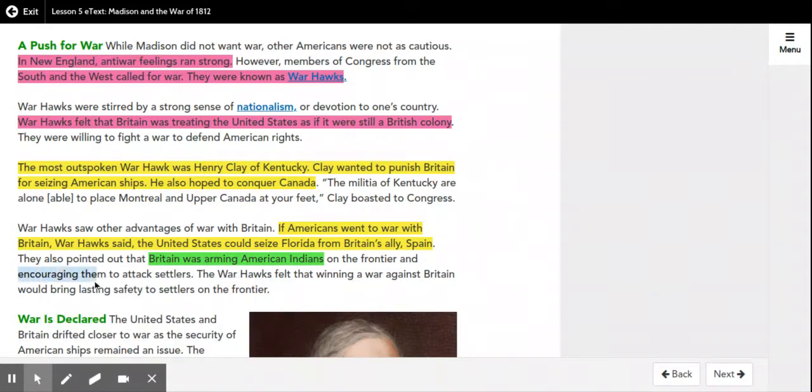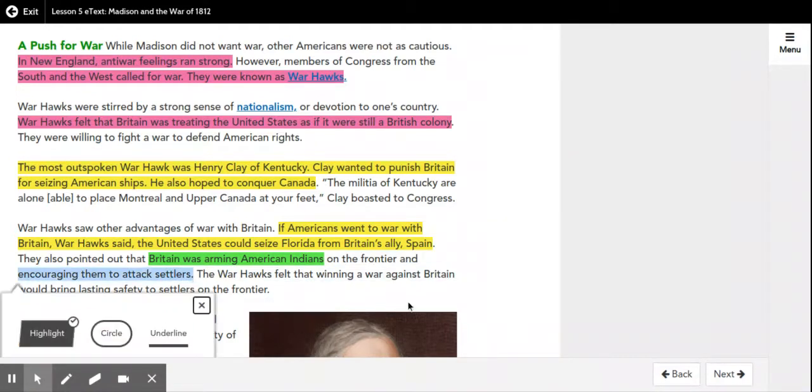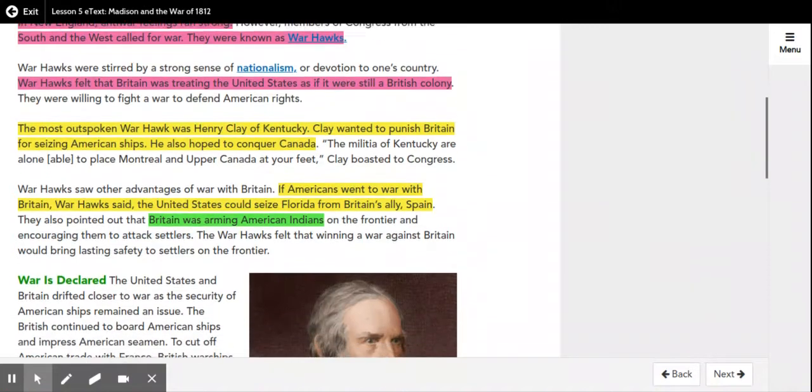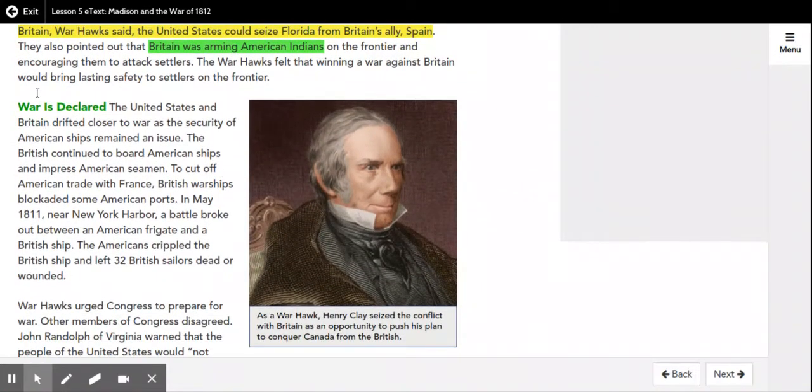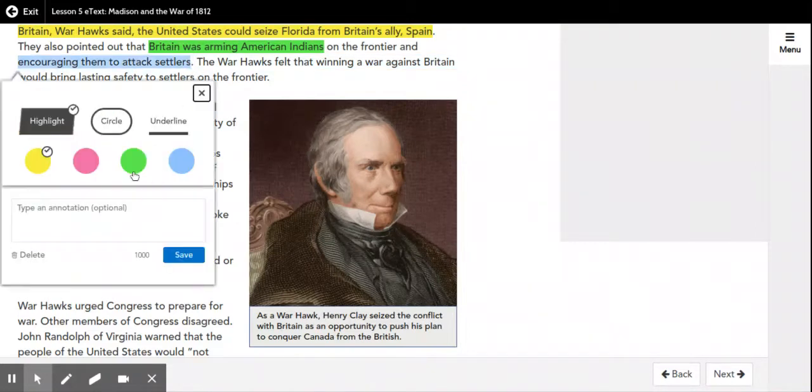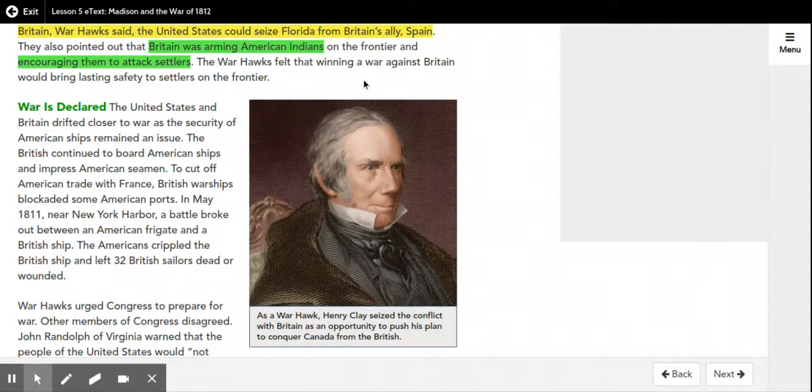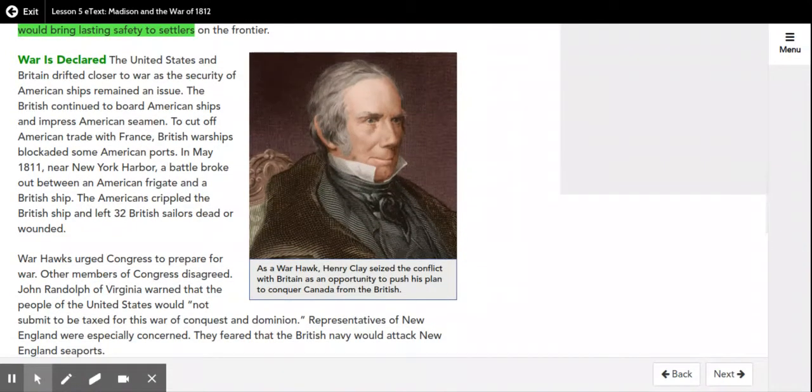War is declared. The United States and Britain drifted closer to war as the security of American ships remained an issue. The British continued to board American ships and impress American seamen. To cut off American trade with France, British warships blockaded some American ports. In May 1811, near New York Harbor, a battle broke out between an American frigate and a British ship. The Americans crippled the British ship and left 32 British sailors dead or wounded.